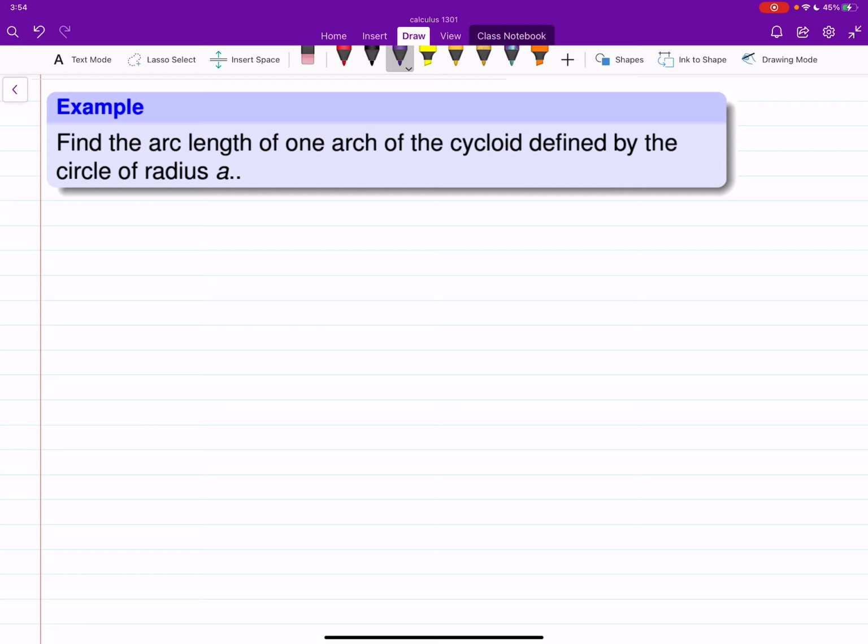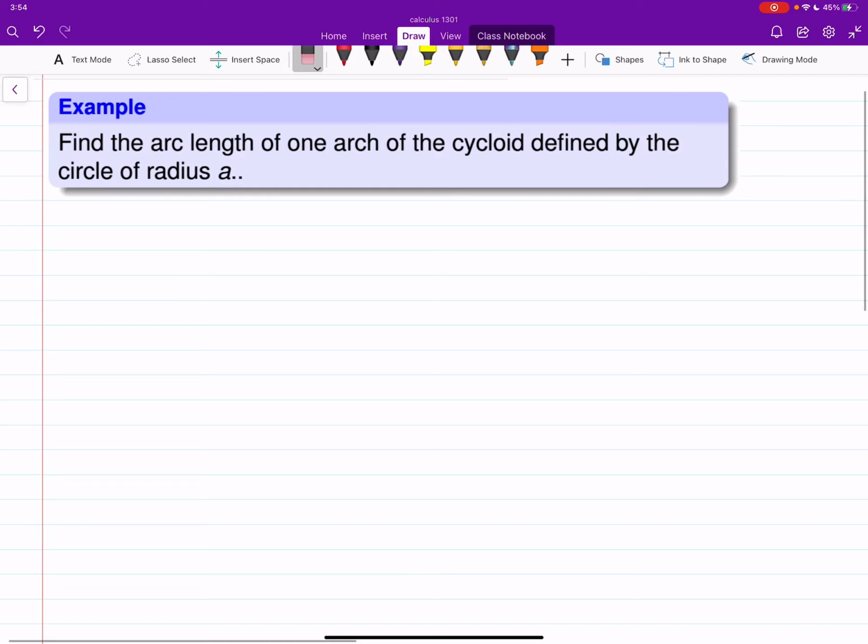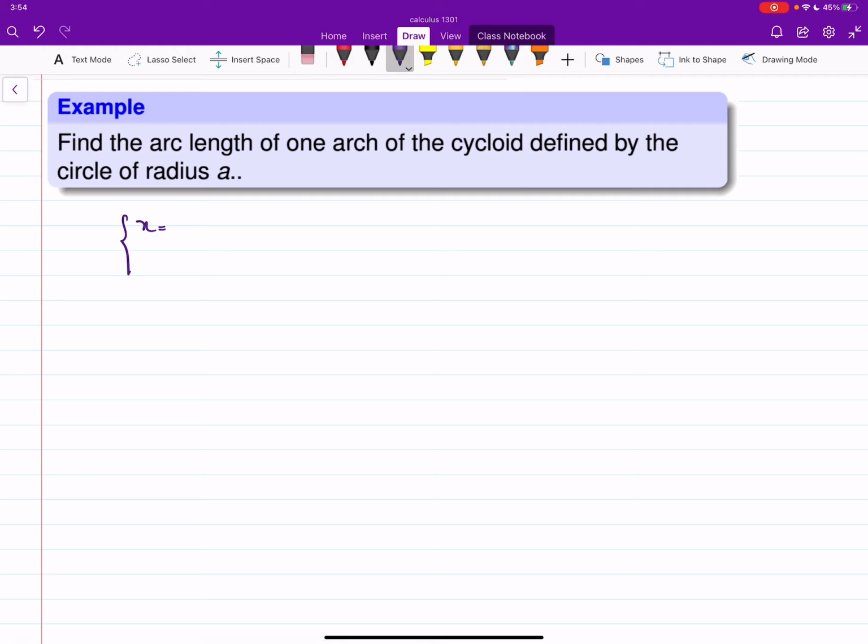Hello everyone. In this video we will do some examples for arc length of parametric equations. The first one says: find the arc length of one arch of a cycloid defined by a circle of radius a. So the parametrization of such a cycloid is given by x equals a t minus a sine t, and y is a times 1 minus cosine t, and t goes from 0 to 2 pi for one arch.